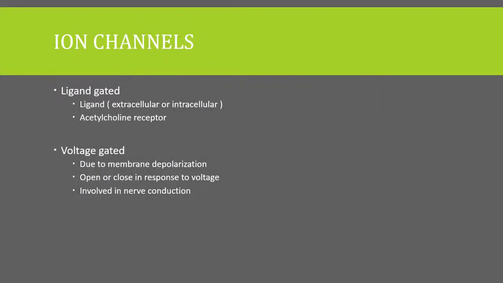The next is voltage gated channels. They open when the membrane depolarizes, and this causes a change in voltage across the membrane. After reaching a threshold voltage, the channels open. And when they open, rapid influx of ions along the concentration gradient occurs. It is also involved in nerve conduction.